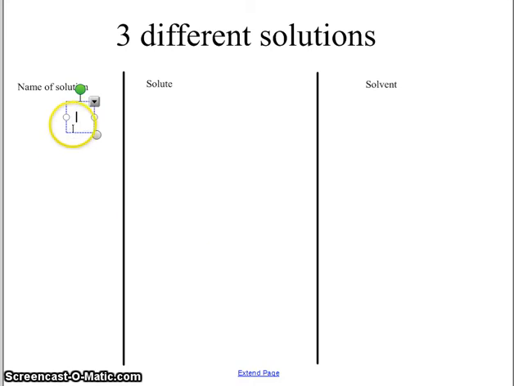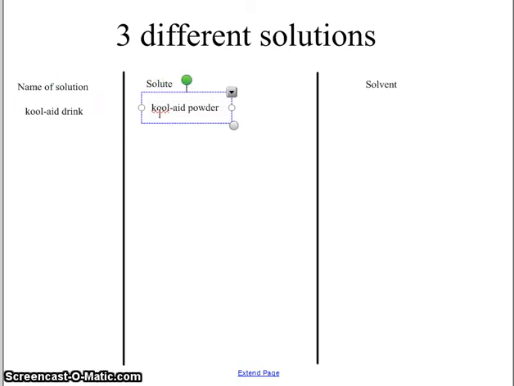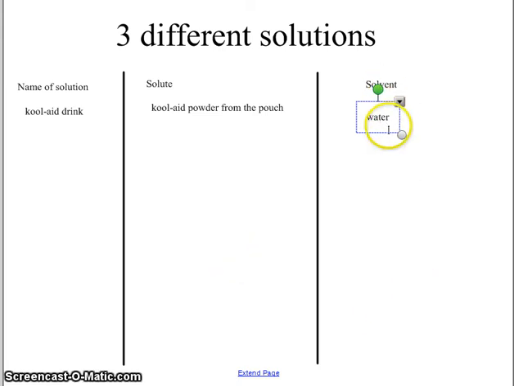Okay, so here's what it might look like. Let's say that my first solution is going to be a Kool-Aid drink. You might remember that we said the solute in this particular case is the Kool-Aid powder from the little pouch that you buy at the store. The solvent, what you put the Kool-Aid powder into, pretty much, if you want to remember it that way, is water. I don't know about you, but I mix mine in water. So if that makes sense to you, you're going to come up with 3 of those. 3 of those, please. Make sure that you put the name of the solution, the solute, and you identify the solvent as well.